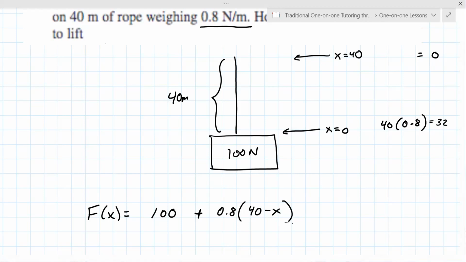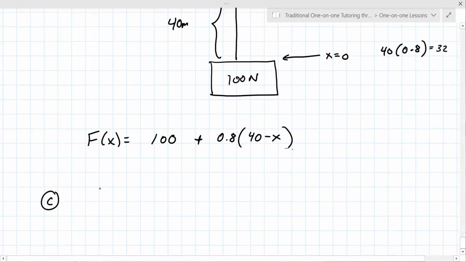Now they start piecing this apart, because they want you to differentiate between the two, but you could just integrate this to get your part C. So part C, which is generally what you're asked, you're going to integrate from 0 to 40, 100 plus 0.8 times 40 minus x dx. And that's your part C.